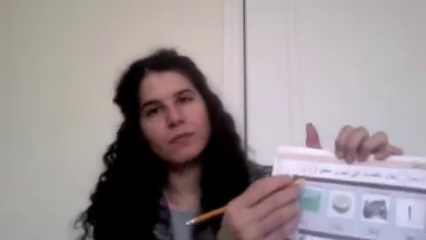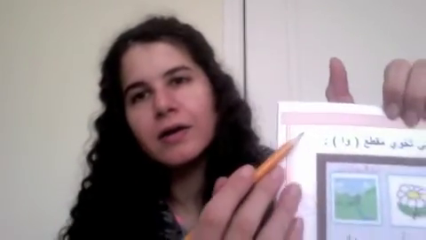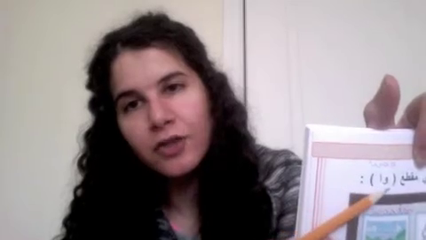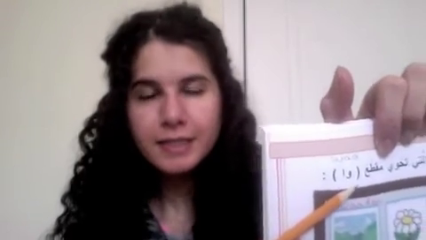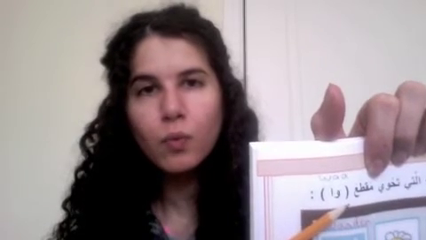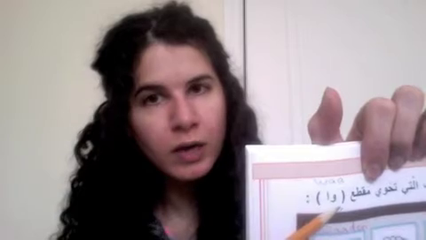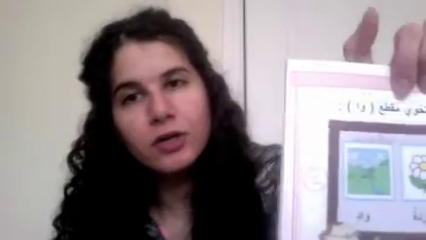So, wa. W-A-A, wa, because the alif is an aa sound, and the waw in this case is a W. So pronounce it as wa, not an oo sound, because it's a W with an alif right after it. So, wa. Circle. Which ones have a wa in it?